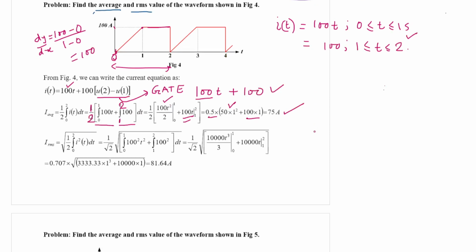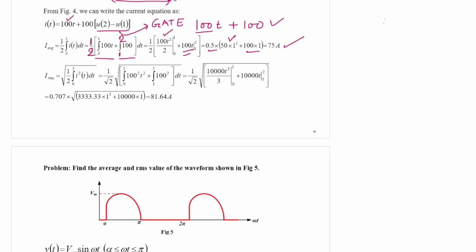Now when you are calculating the RMS value, you need to first square it. So i square t. So let us first square it. So 100 square t square, you should integrate from 0 to 1. Then you should square 100, that is 100 square, and integrate from 1 to 2. Now you need to take the square root at the end. So outside we have 1 by root 2.